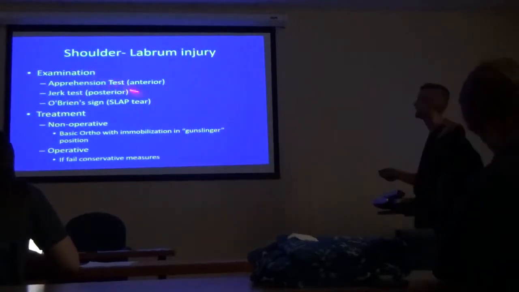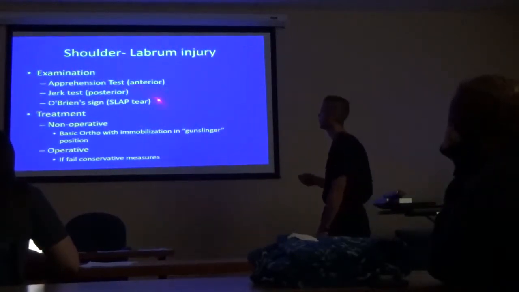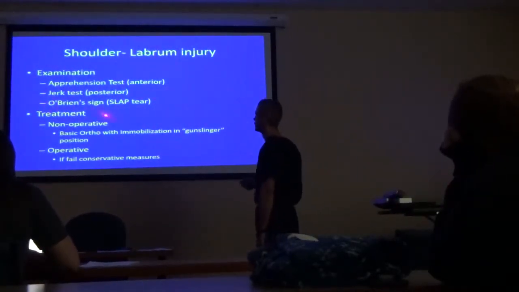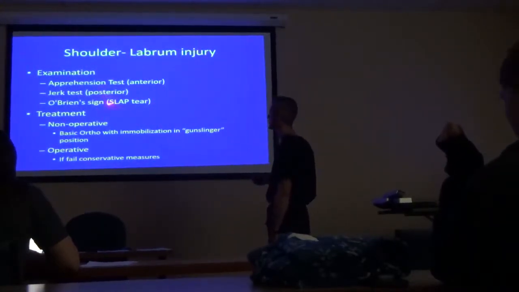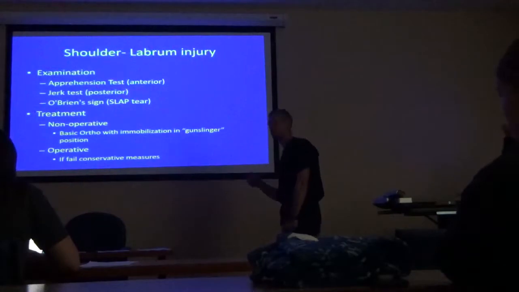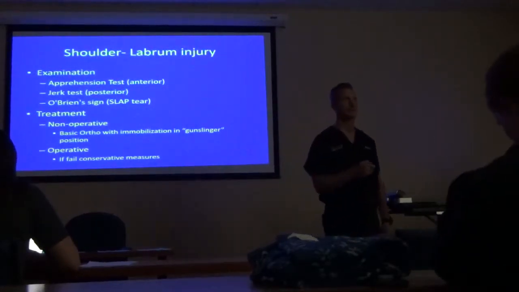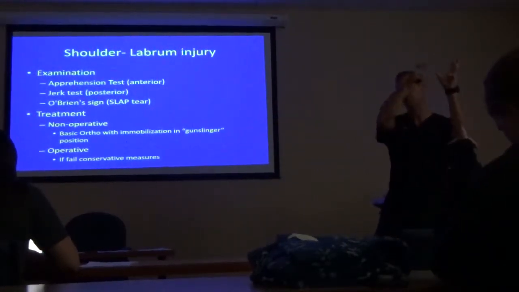Examination: apprehension test, testing for anterior lesions, jerk test, posterior lesions, O'Brien signs. That's a SLAP tear, so that would be superior, lateral, anterior, and posterior tear. So they kind of got upper, outer, front, and back.